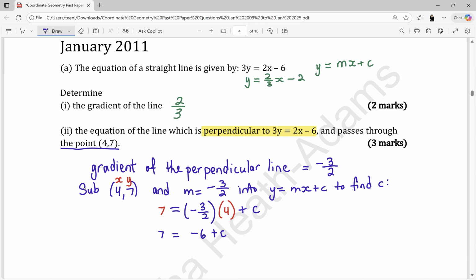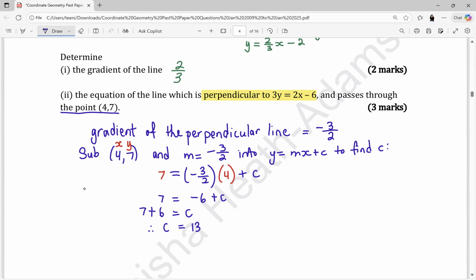And if 7 is equal to negative 6 plus c, then 7 plus 6 would be equal to c, making c equal 13. Now that I know what c is, I can rewrite the equation of the line, replacing m and c. So the equation of this perpendicular line will be given by y = -3/2 x + 13. There you have it, right?